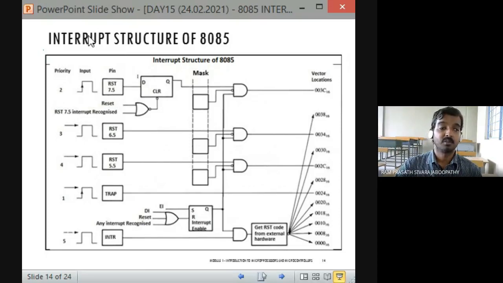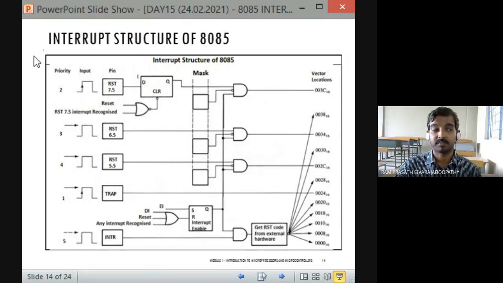Fine. So among the 5 interrupts, TRAP has the highest priority. Correct? The TRAP interrupt has the highest priority. So it is marked with priority 1. Fine. Then we have RST 7.5, priority 2. Then RST 6.5, priority 3. Then RST 5.5, priority 4. Then finally INTR, priority 5. Fine. This is the first thing we have to know.